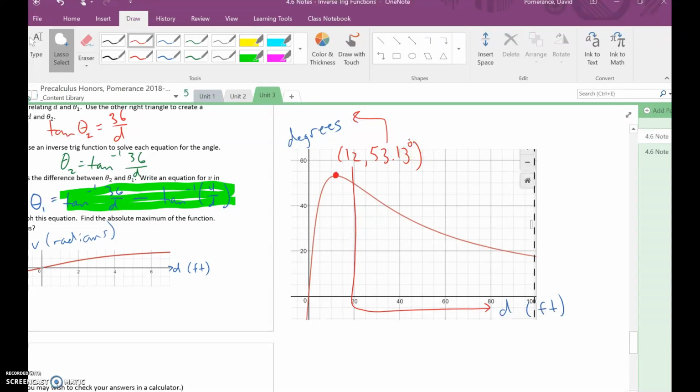So what is the optimal distance? Well, the optimal distance to maximize the viewing angle is 12 feet. That maximum value is 53.13, but it happens at a D value of 12.